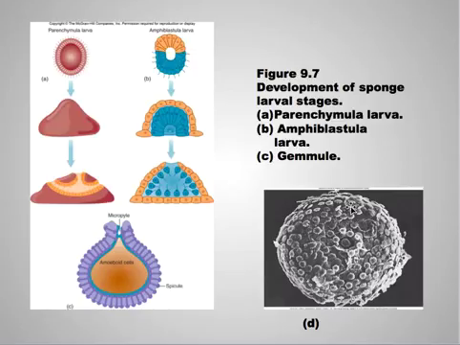So in this case, these are what gemmules look like. Those are released as daughter colonies.